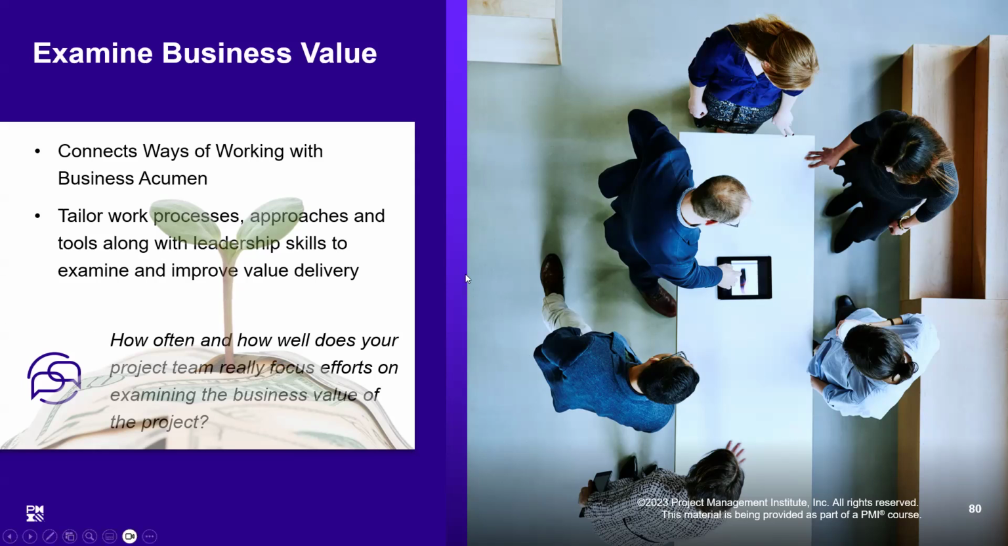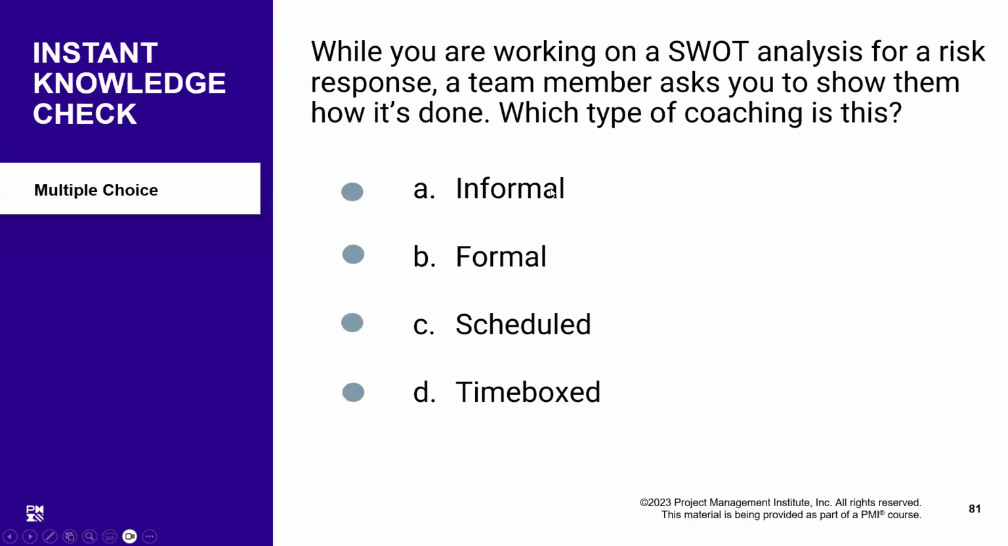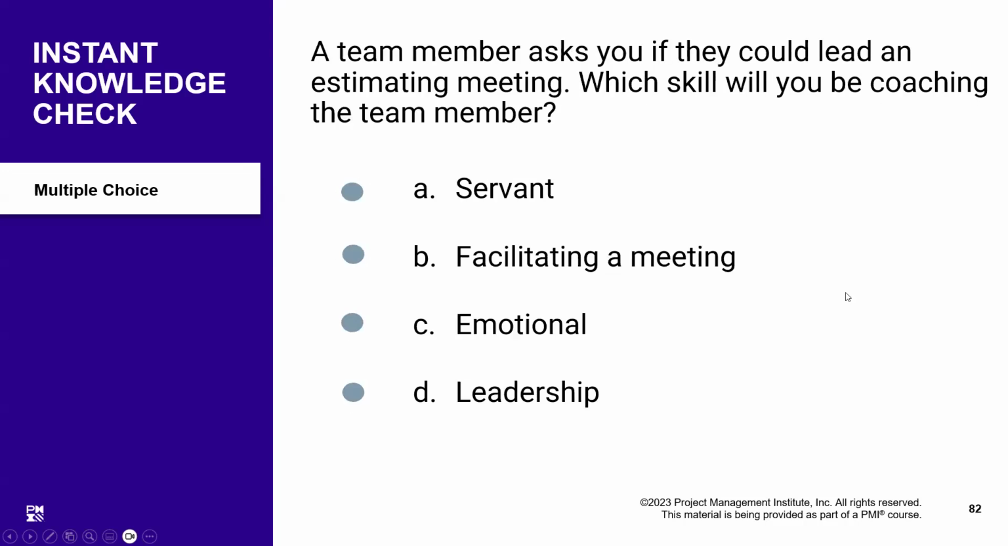And by disaster, I mean misalignment from the project objectives. Some questions for you. While you are working on a SWOT analysis for a risk response, our team member asks you to show them how it is done. Naturally, it is coaching. Which type of coaching is this? Informal coaching. Very nice, because this team member is asking us for personal guidance. So this is informal.